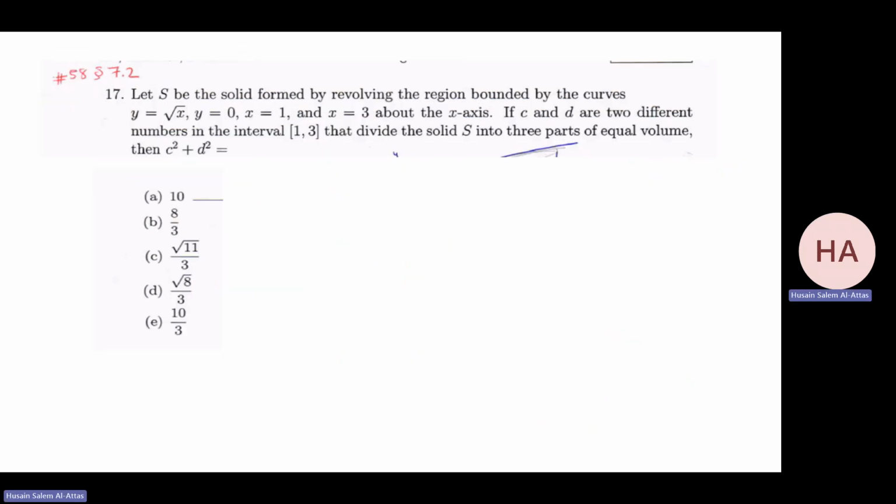Let S be the solid formed by revolving the region bounded by this. C and D are two different numbers in the interval that divide the solid into 3 parts of equal volume. That's a little bit complicated. And C squared plus D squared is what? It seems to be a question from the book also. Okay, solid formed by this. Let me see what's going on.